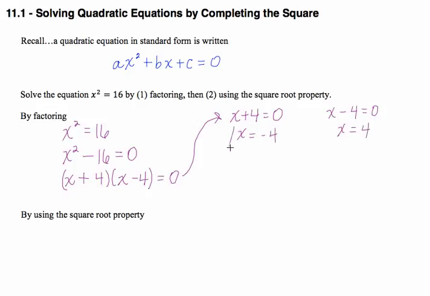And of course you can check. If you plug in negative 4 up here into the original equation, negative 4 squared is 16, and also 4 squared is 16. So those are the two solutions to this equation by factoring.